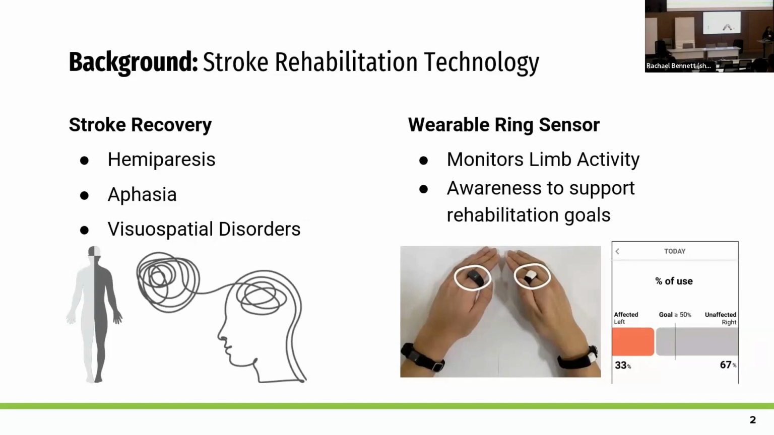One of the ongoing tools in development for helping stroke survivors who experience hemiparesis is something called a wearable ring sensor, which can monitor how much they're using the side of their body that was affected by the stroke, and then the side that was unaffected, and put those two together to see how they're progressing in their recovery. And you can see one visualization at the bottom showing this sort of ratio between the affected side of their body and the unaffected side. And this awareness can help stroke survivors build a program and continue to progress.